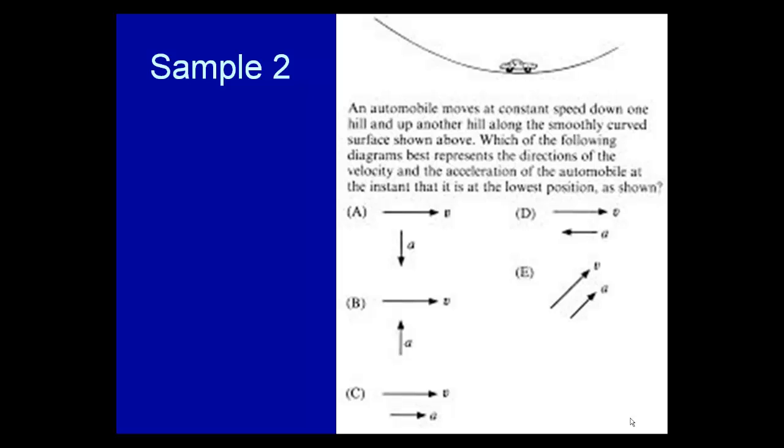Now, an automobile moves at a constant speed down one hill and up another hill. Which of the following best represents the directions of velocity and acceleration of the automobile at the instant it is shown? Well, we know that velocity is tangent to the circle, so it's going to be going off to the right. So that eliminates a couple choices. We also know that acceleration is towards the center of the circle, so therefore it looks like that. So therefore the winner is B.